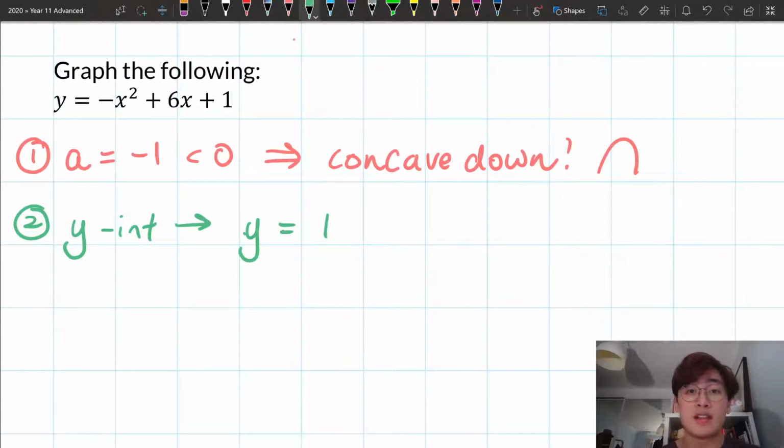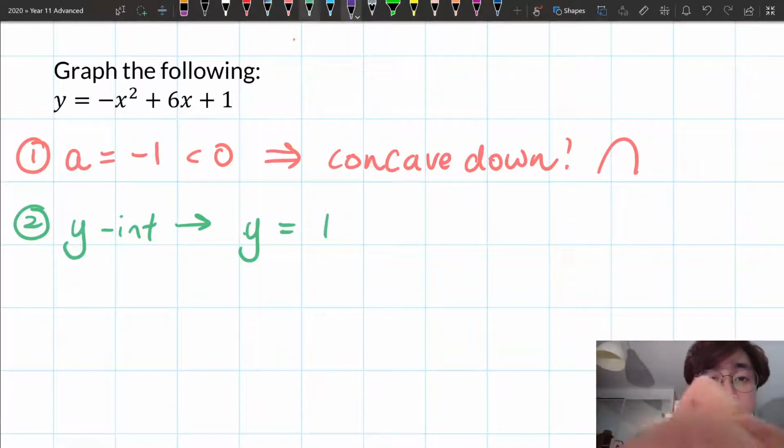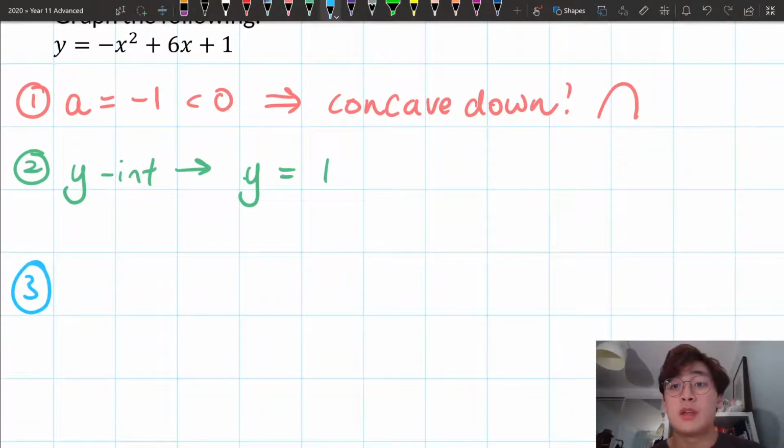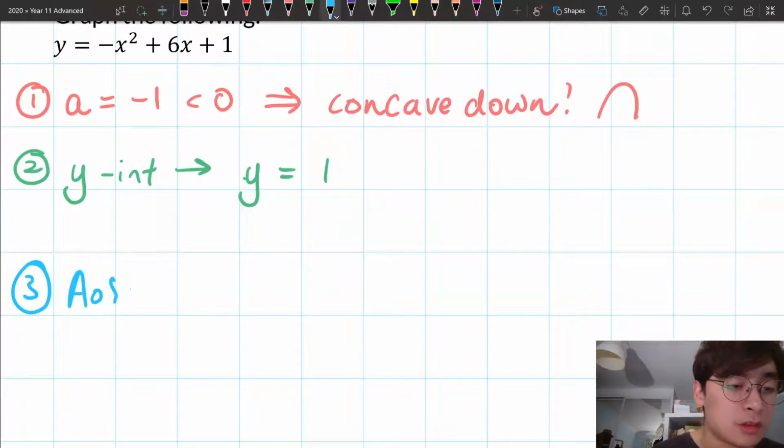Okay, first 2 parts down, pretty nice and simple. Step 3 is where we get a little bit trickier. This is where we have to apply the stuff that we did with our quadratic equation. I'm going to find the axis of symmetry.